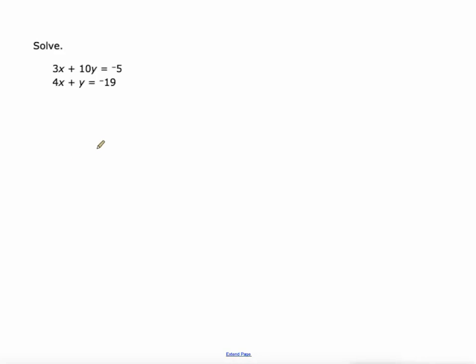Let's do a couple more here. Hang with me. It won't take me very long. So again, I would probably multiply the bottom equation by 10 here and use the combination method, but I think I'll take this opportunity to show you that the substitution method works as well.